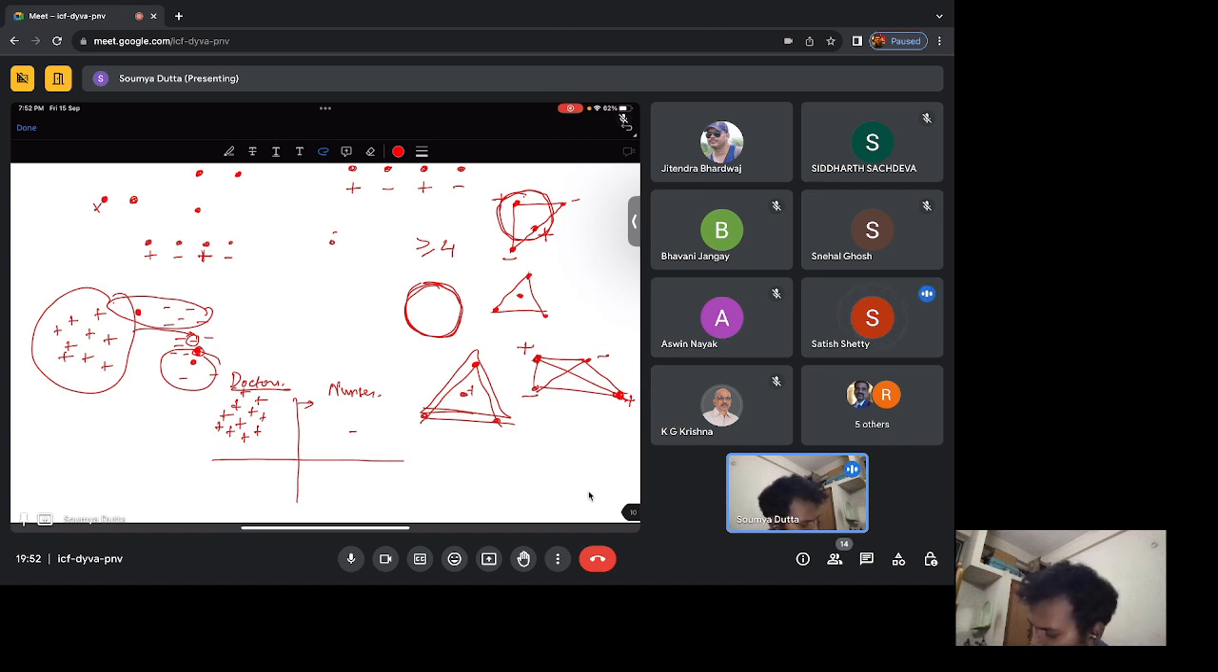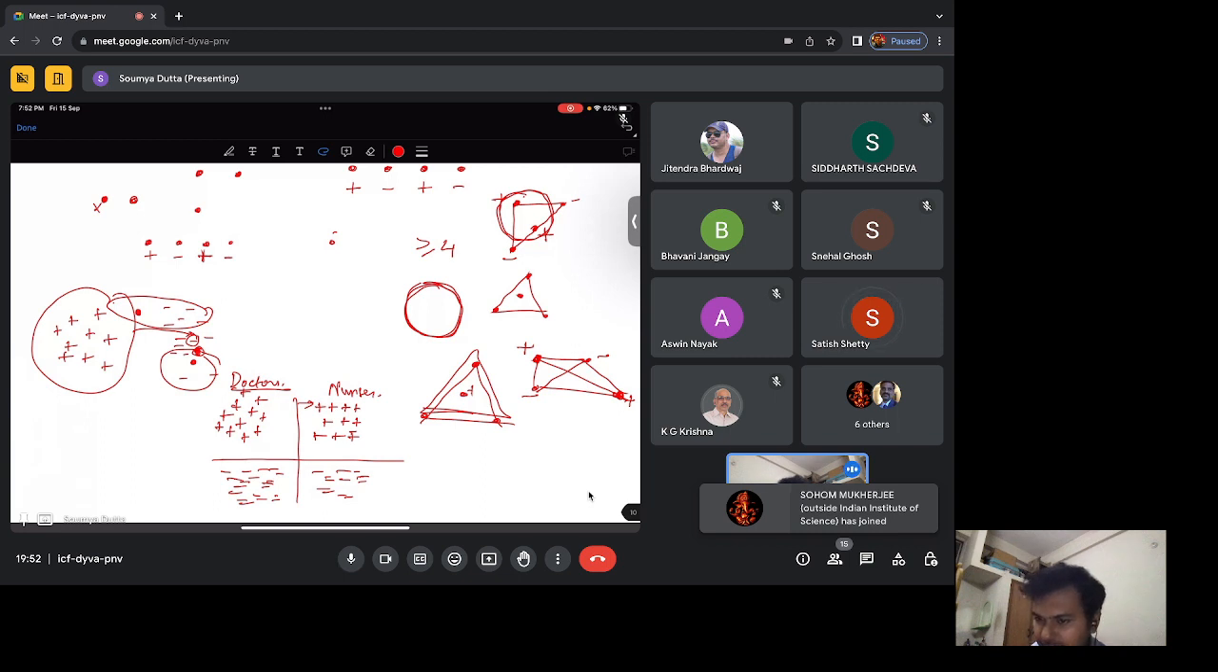And plus represents all males, and this negative represents all females. And similarly for nurses also, you have all positives here and all negatives here. I mean, all females here. So is the problem setting clear? So you have doctors, nurses, you have males, females. Is it clear? Yes, sir.